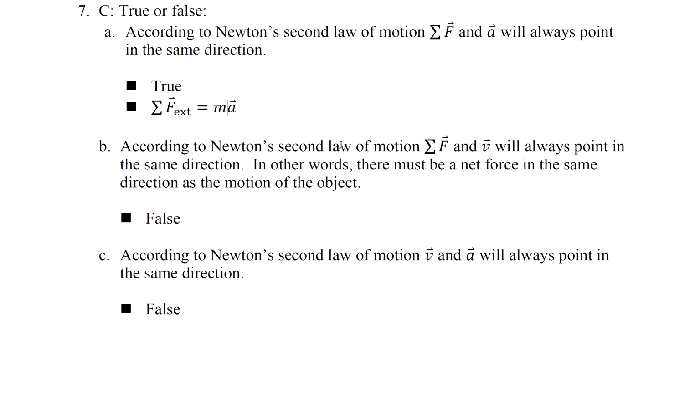Part B. According to Newton's second law of motion, sigma f and v will always point in the same direction. This is false. Part C. According to Newton's second law of motion, v and a will always point in the same direction. This is also false, because the equation says sigma f equals ma. There's nothing about v. Remember, a is a change in v, it's not v.